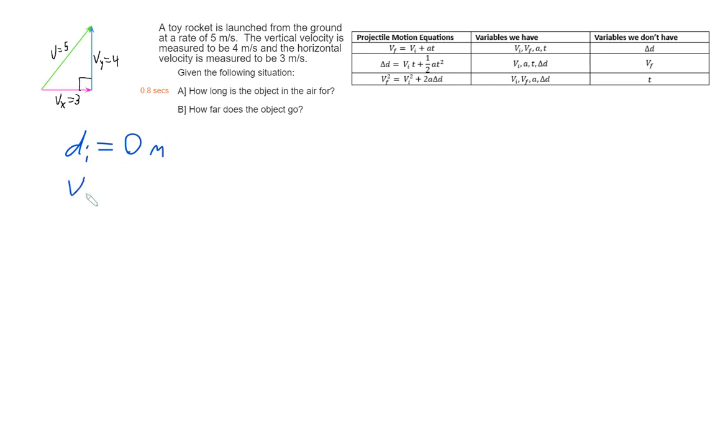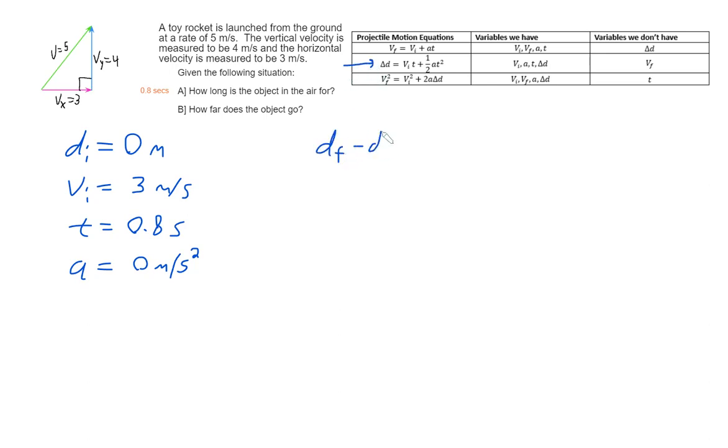We know that the initial velocity in this case is 3 meters per second. We know the time from part A is 0.8 seconds. And in this particular case, or in most cases, the acceleration will be 0 meters per second squared. Gravity won't affect the horizontal component because gravity just points straight down. So the kinematic equation will look like this.